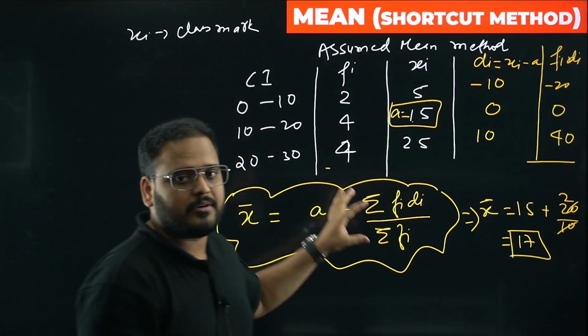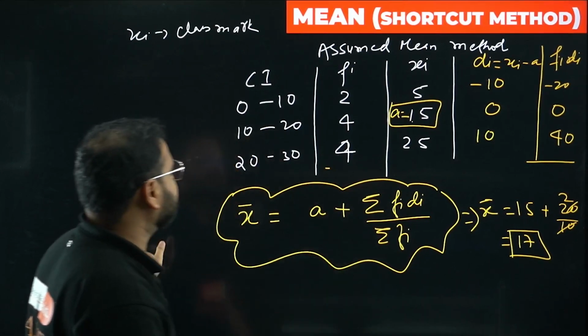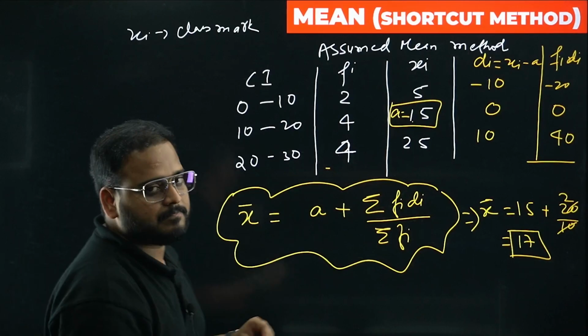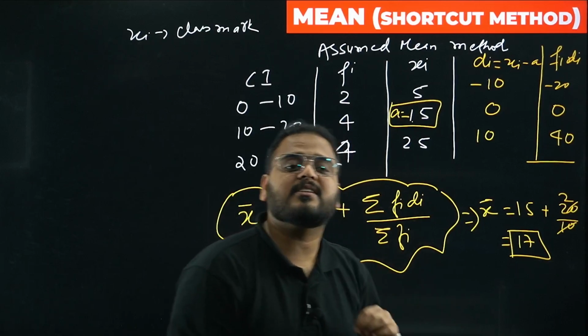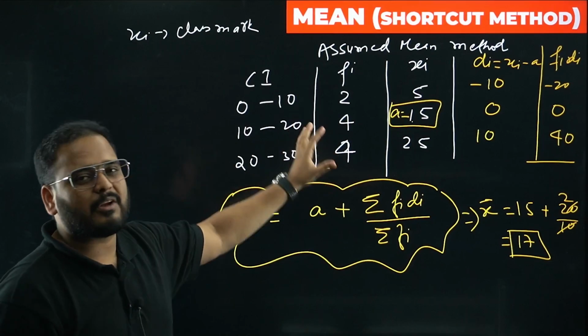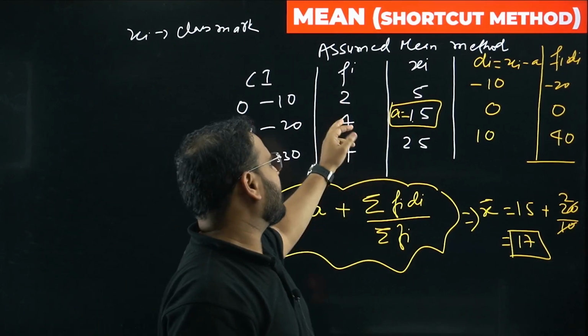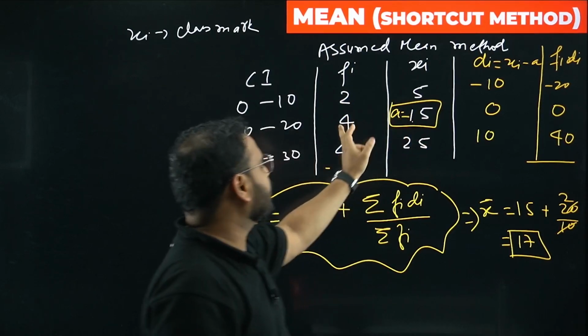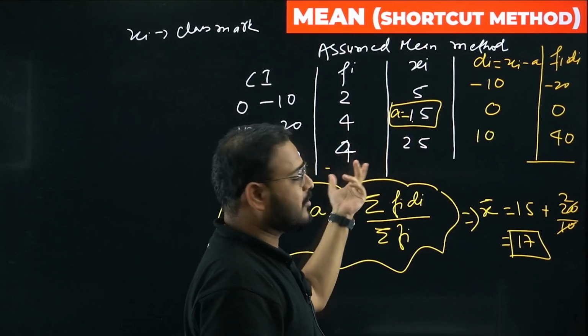Now what I'm saying is, if you choose not to use this method and use the direct method, meaning the previous method, you'll get the same answer. Then why do we use this method, sir? Why do we need this method? For this question, the calculation was easy. You can multiply them: 5 into 2 is 10, 15 into 4 is 60, 25 into 4 is 100.